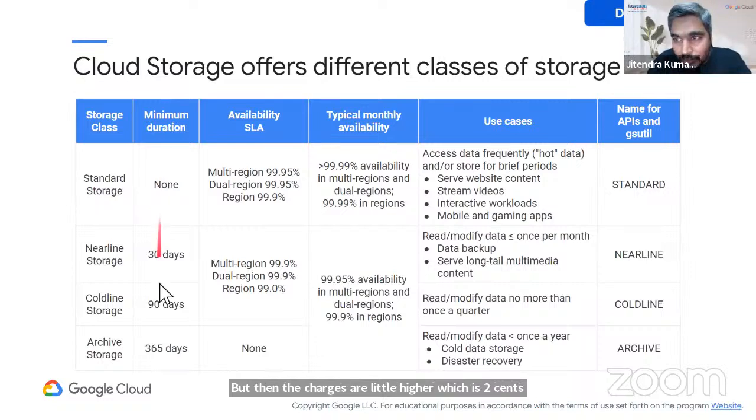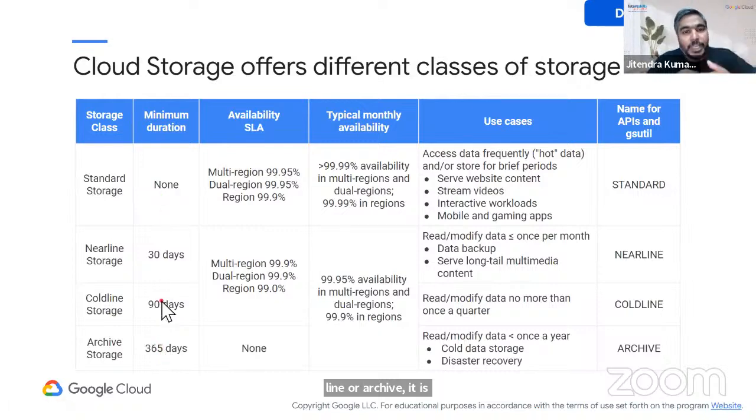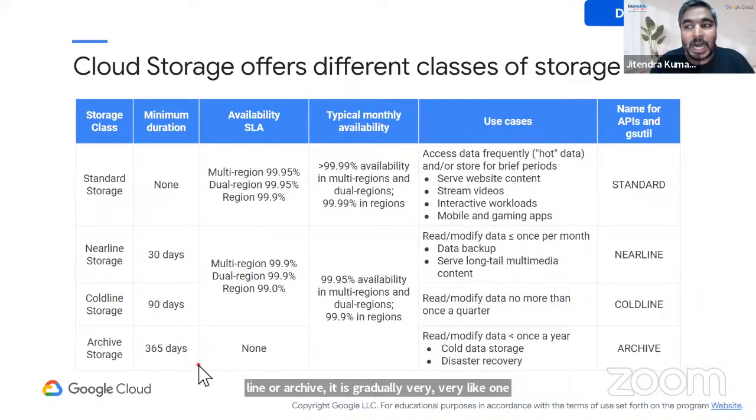But when it comes to coldline or archive, the charges are gradually much lower, like 1/5 and 1/10. Archive is nearly one by 20th of what you pay for standard storage. But there you are paying for a minimum duration. So when you upload a storage object, you will be charged for a minimum of 365 days.